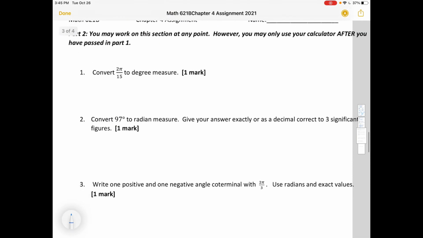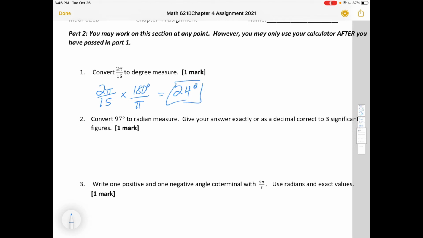Moving on to the calculator part. We want to convert to degree measure, so 2 pi over 15, we just times it by 180 over pi. And if you run that through in your calculator, you're going to get 24 degrees. The answer should be in degrees because we're putting it in degree measure.